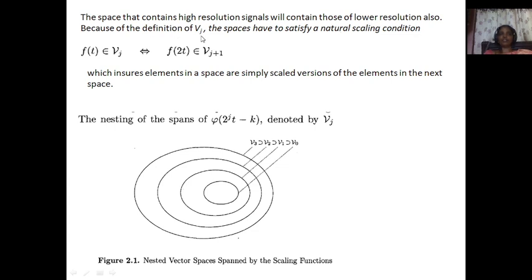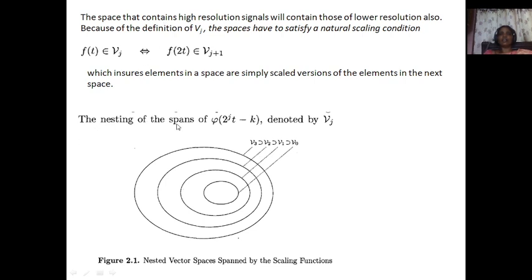Because of the definition of Vj, the spaces have to satisfy a natural scaling condition. That means, suppose f of t belongs to Vj, you can form f of 2t, which belongs to Vj plus 1, or if you know f of 2t, you can form f of t. This is the higher resolution, this is the lower resolution. So higher resolutions can be obtained from the lower resolution, which ensures elements in a space are simply scaled versions of the elements in the next space, hence the name.